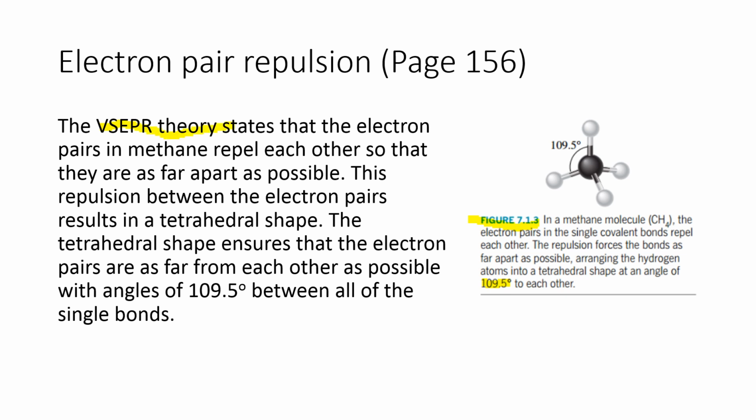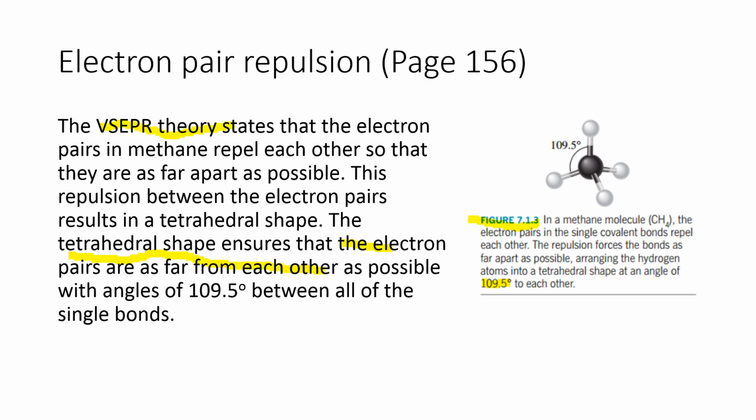Alright, so how this works is that the valence shell electron pair repulsion theory, VSEPR theory, says that all of the valence electrons want to repel each other because they are of the same charge. So think about this, the valence electrons on the hydrogen atoms and on the carbon atom want to repel one another, and because of that, it wants to ensure the electrons are as far apart as possible, and the angle that we have is 109.5 as a result.